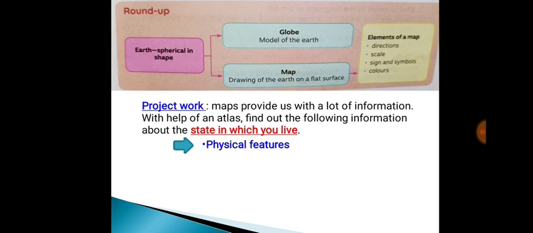So make this project work in your file, or take a physical feature map and point out the physical features in your state.